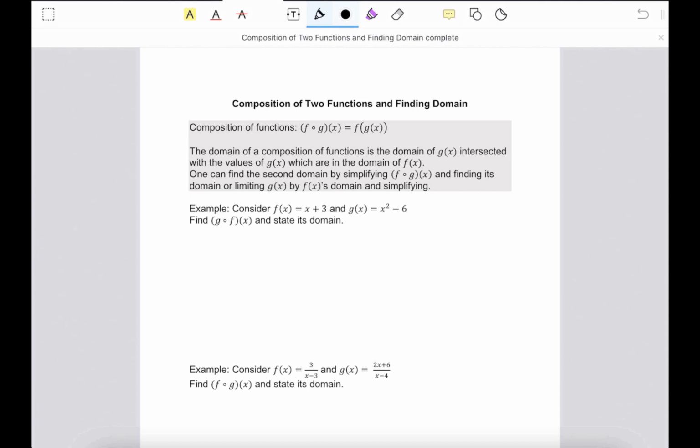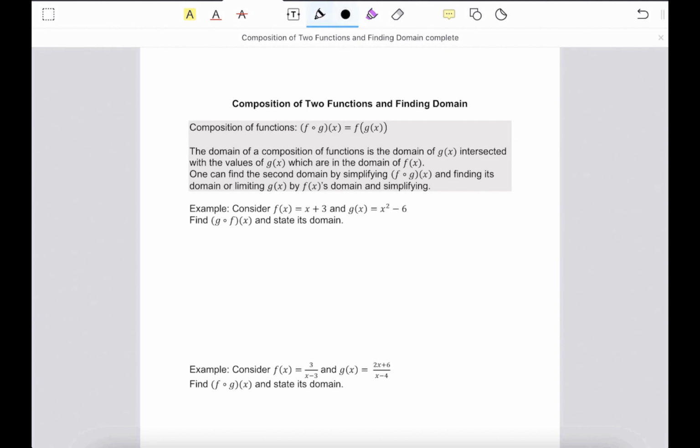Composition of two functions involves putting one function into another one, and there are certain things with the domain that we have to be very careful with when we're making compositions of functions. First is that the final function that's produced by the composition must have the same domain restriction as the inside function, or g of x, and it also will have a final domain restriction based on the final form of f of g of x.